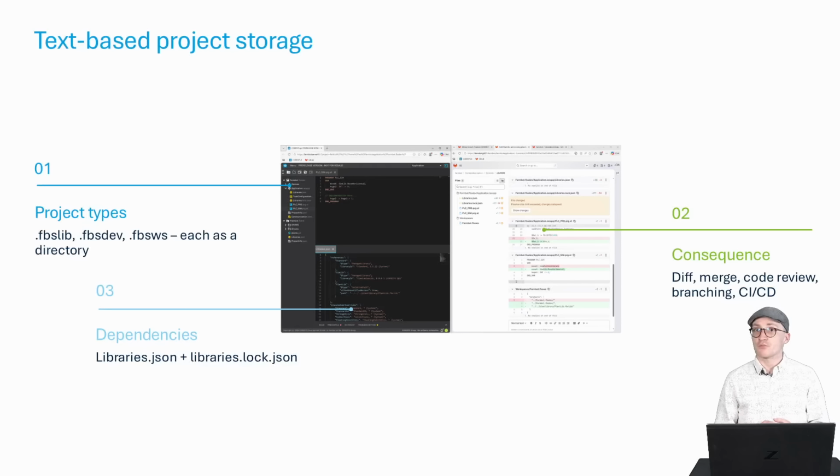Semantic versioning with pre-release labels is supported, so you can distinguish between stable releases, release candidates, and development builds. The practical consequence, because everything is stored as text, is that you get proper diff, merge, code review, and branching. The same Git workflows that software teams in the IT world have relied on for years. No proprietary binary, no login to a specific tool. This brings me to a closely related topic: compatibility between CODESYS 4 and CODESYS 3.